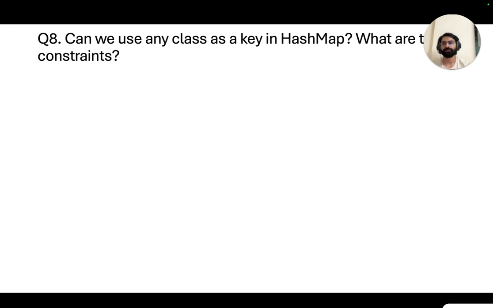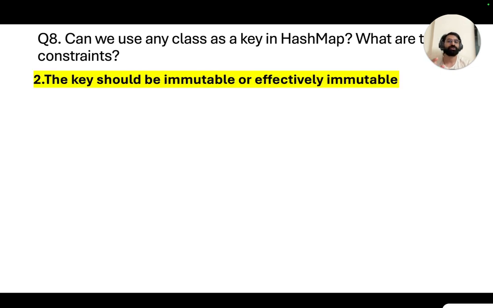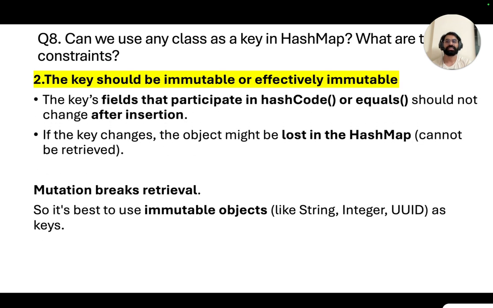Second point is the key should be immutable or effectively immutable. Immutable means the object whose state cannot be changed once created, right? So the class should be immutable. The key fields used in hashCode or equals should not change after insertion. If a key changes, the object might be lost in the HashMap and cannot be retrieved. So mutation breaks retrieval, right? It is best to use immutable objects like String, Integer, UUID as a key. But the main concept you should understand is that the key should be immutable in nature.